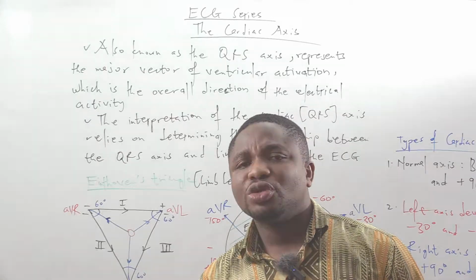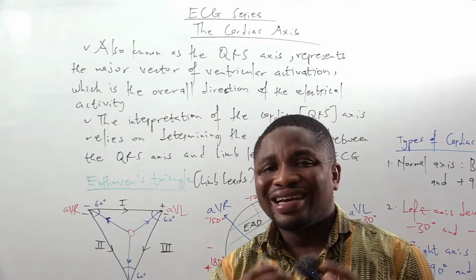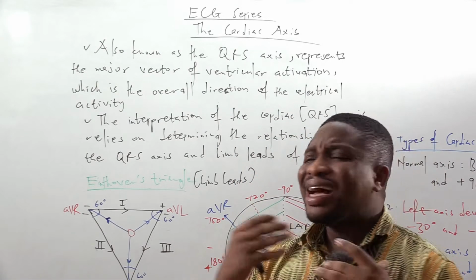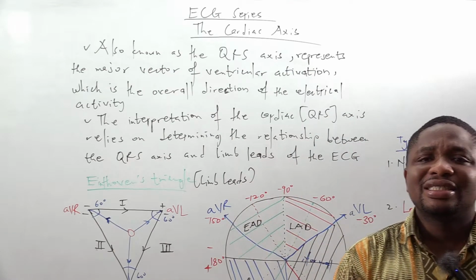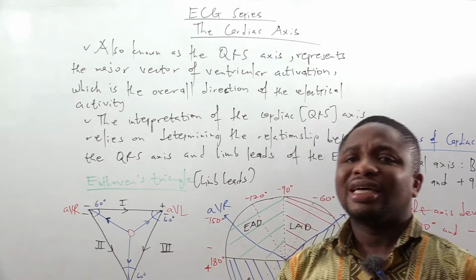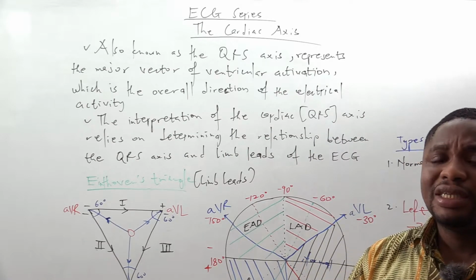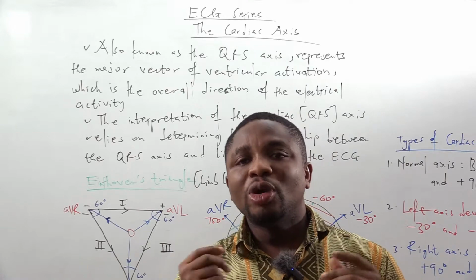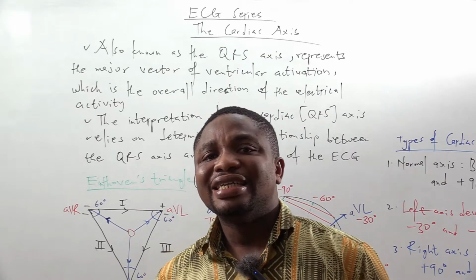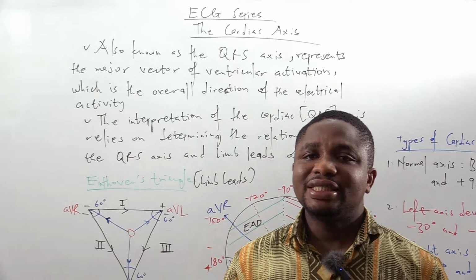Then the question goes, how will you determine the cardiac axis? With regards to the determination of the cardiac axis, you should know that it's going to depend on determining the relationship between the QRS axis and the main leads of the ECG.